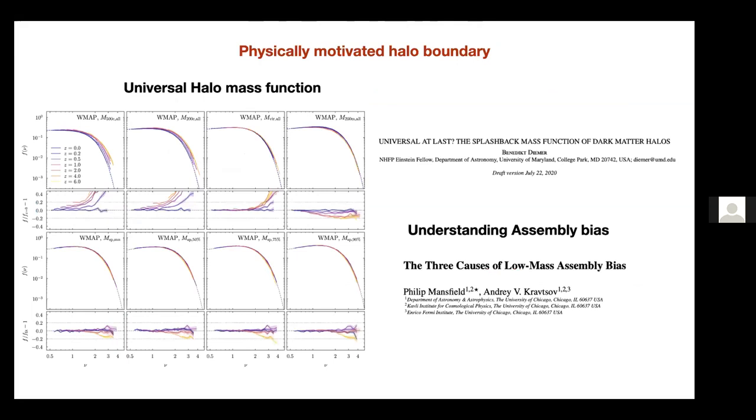There's also recent work on understanding assembly bias in the context of the splashback radius, which Phil will talk about later, and also the mass function. When you define halos based on the splashback radius, you ultimately see the universality of the mass function, which maybe we can talk about more during discussion.